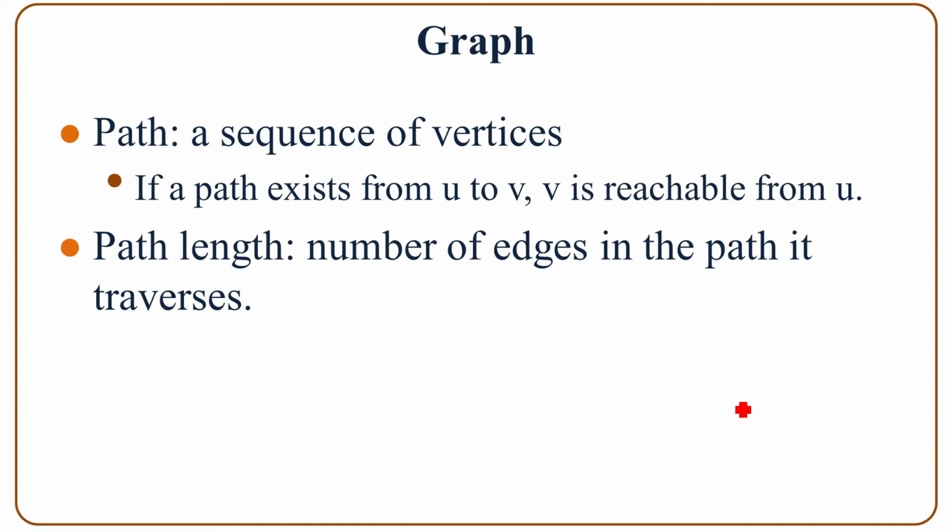A path, by definition, is a sequence of vertices. If a path exists from node U to node V, then we say node V is reachable from node U. Here we use the words node and vertex equally. Path length is the number of edges in the path it traverses.